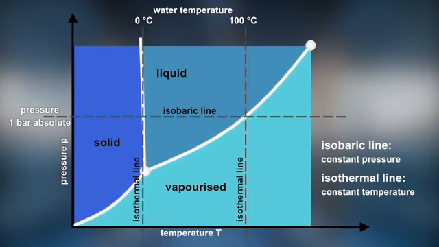Evaporation of water is not only possible when the temperature is increased at a constant pressure. The other possibility is to keep the temperature constant and reduce the pressure below the vapor pressure. Water can evaporate and condense at temperatures below 100 degrees Celsius if the static pressure is low enough.